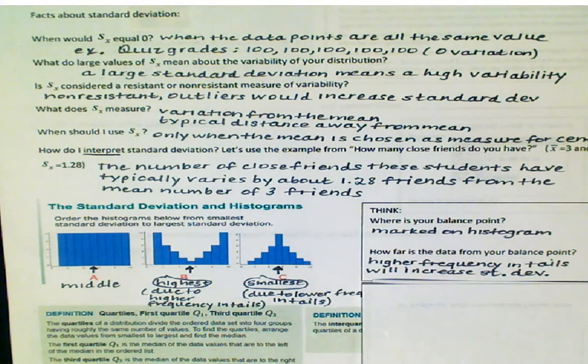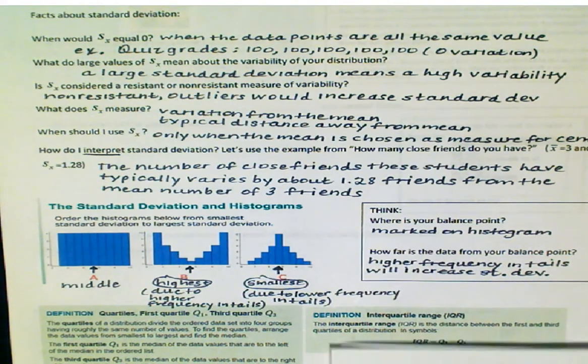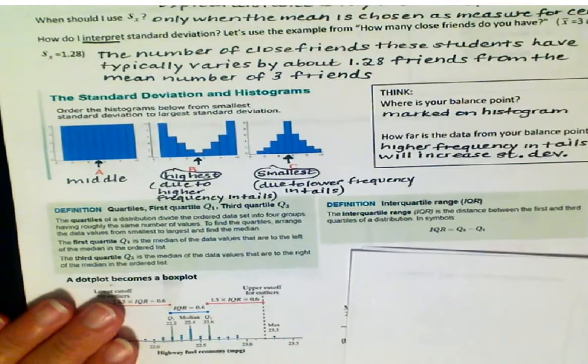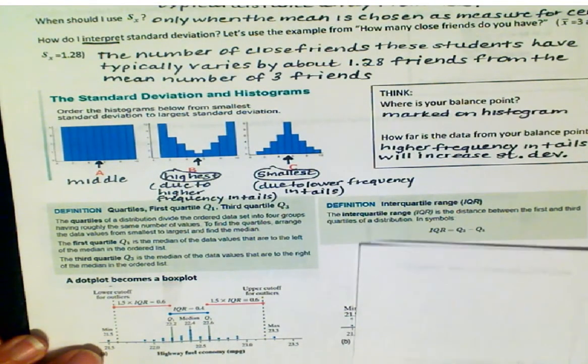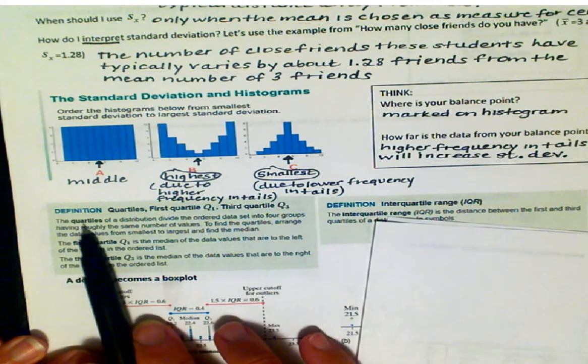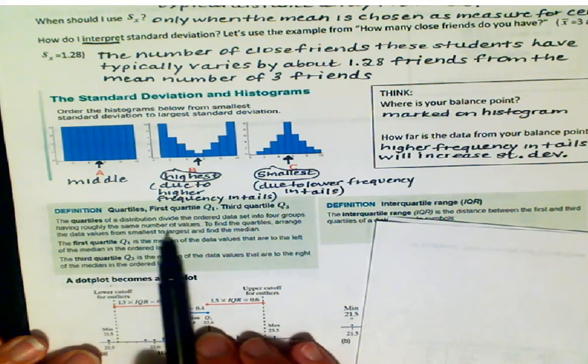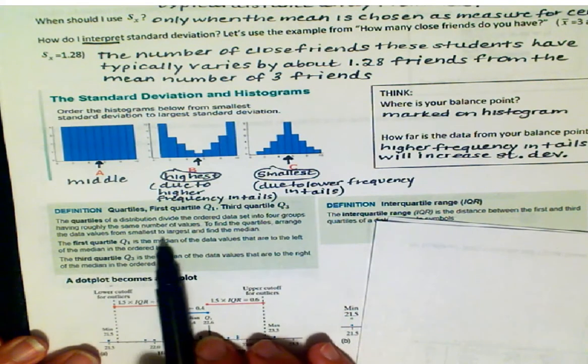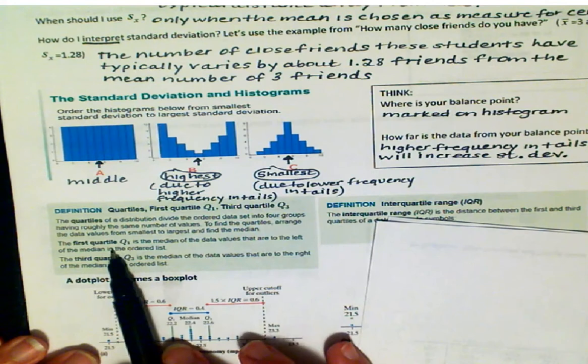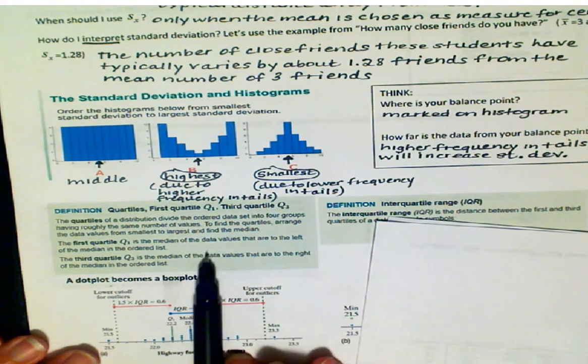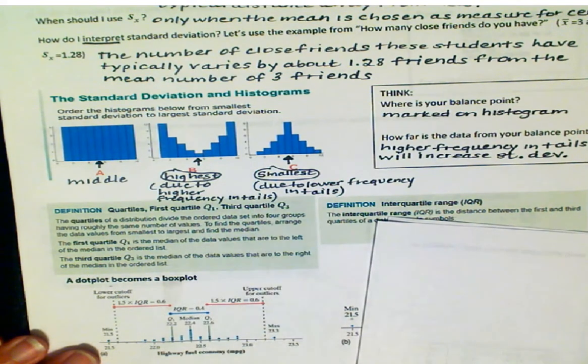All right, we're going to go through now and talk about what quartiles are. We talked a little bit about this last video. First quartile, third quartile. Okay, we've got a couple of definitions. So what is a quartile? The quartiles of a distribution divide the ordered data into 4 groups, that's the prefix QUAR, having roughly the same number of values. To find the quartiles, arrange the data values from smallest to largest. Find the median. The first quartile is the median of the data to the left of the original median, and the third quartile is the median of the upper values.